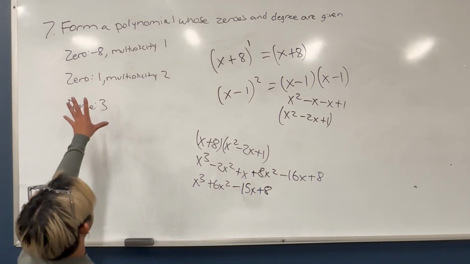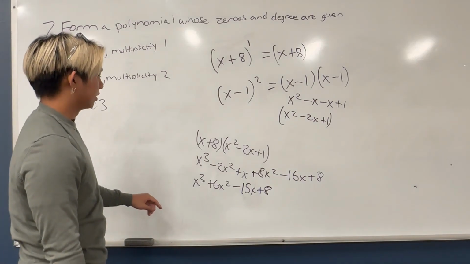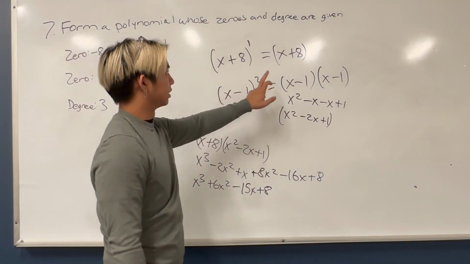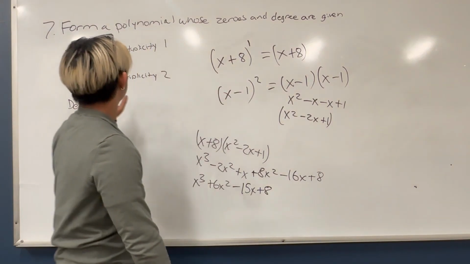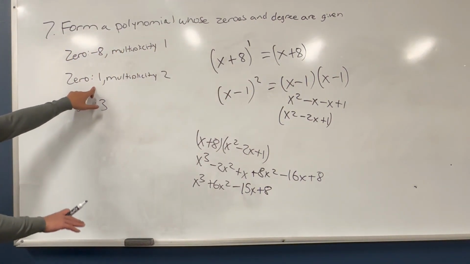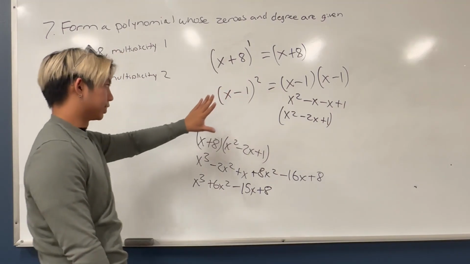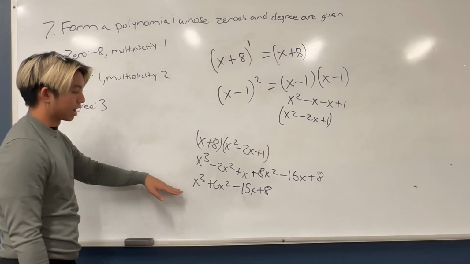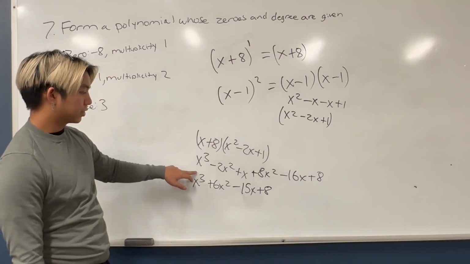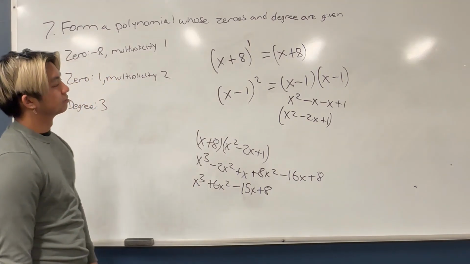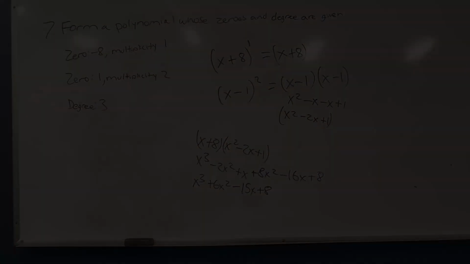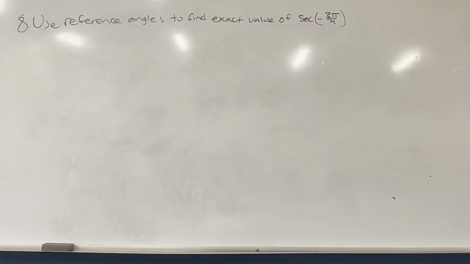So our polynomial that we just formed is a 0 of negative 8. So if you plug in negative 8 to here, 0. And then we have a 0 of 1, so plug in 1 here, 0. And then our degree is 3. And if we look at our highest term, what do we have? We have x to the third. Boom, degree of 3. And so this is everything.